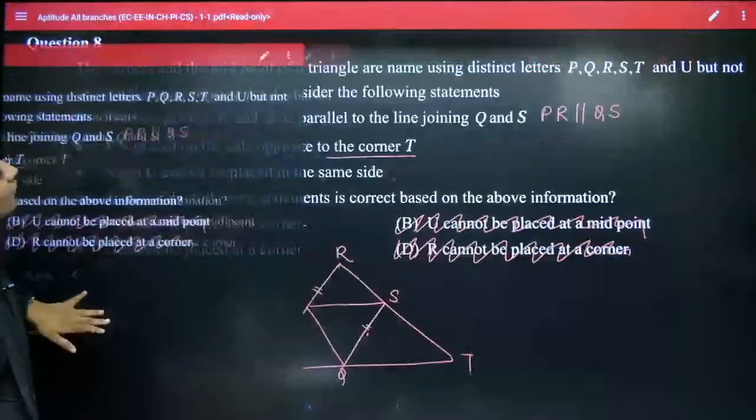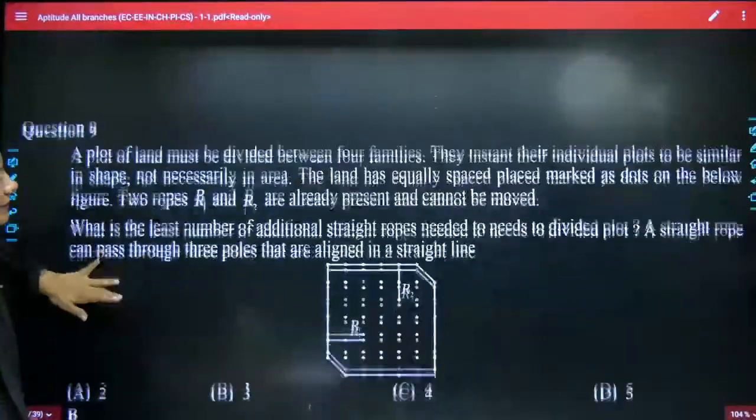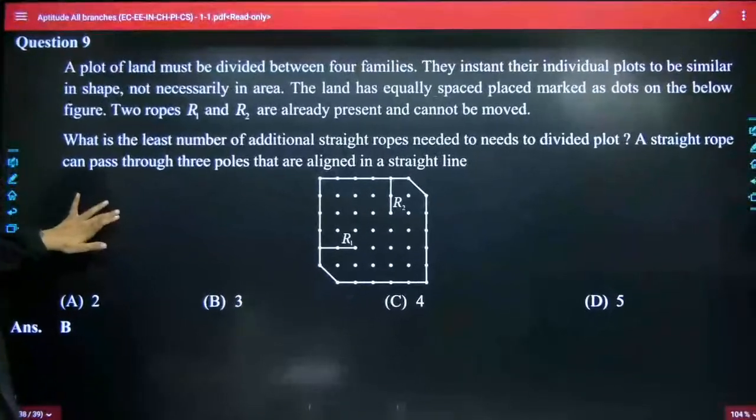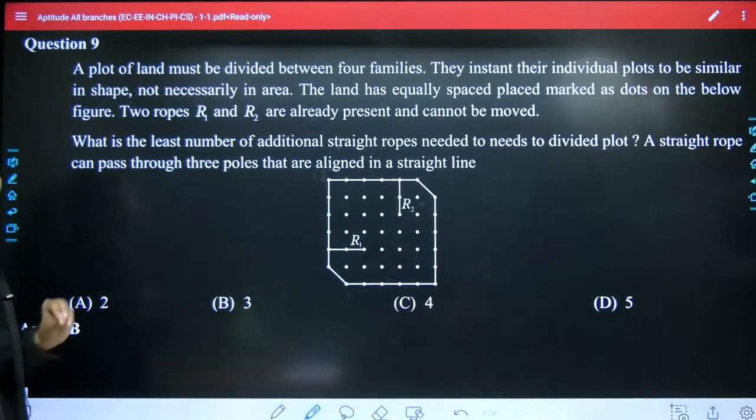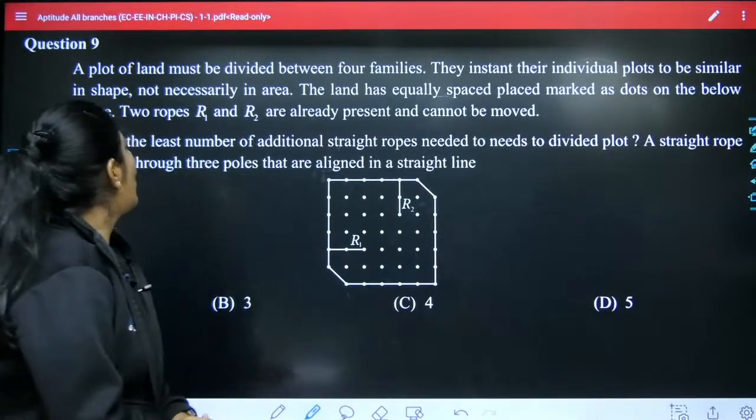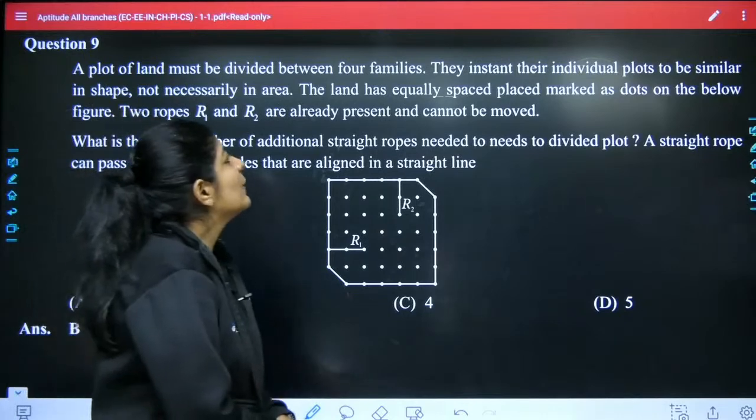Okay, now let's move to the next question, question number 9. Okay, this question is very easy, but it is very confusing as well. A plot of land must be divided between 4 families.